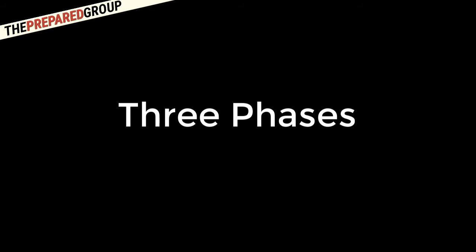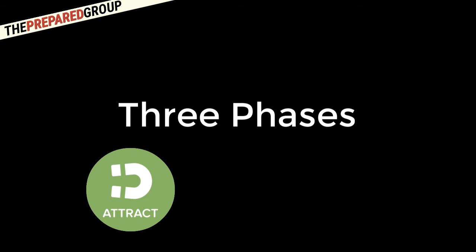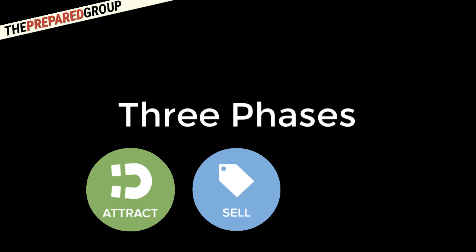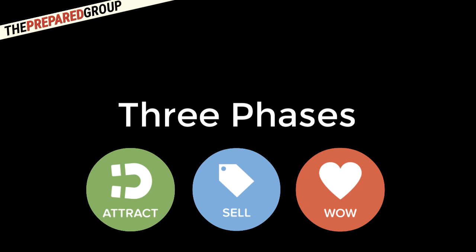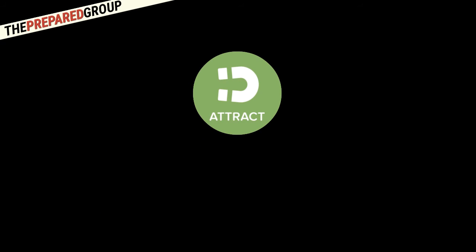The first is the process of attracting people to your business. Then there's the process of selling. And finally, there's the process of wowing them. So the first phase of the customer lifecycle marketing is the attract phase. And there are three components here.